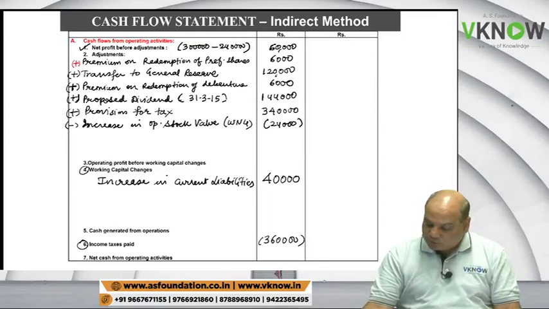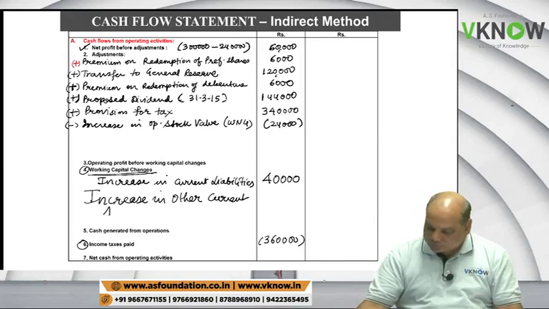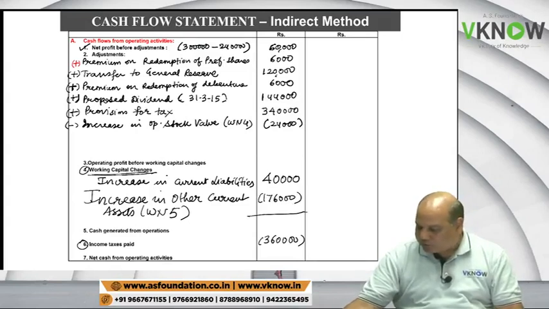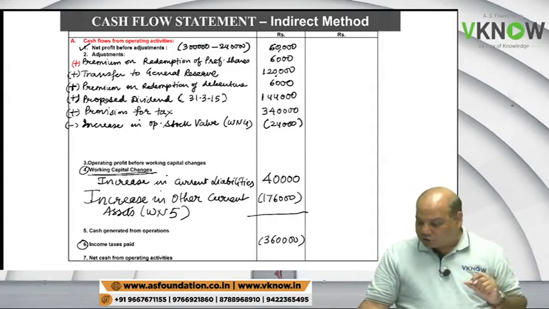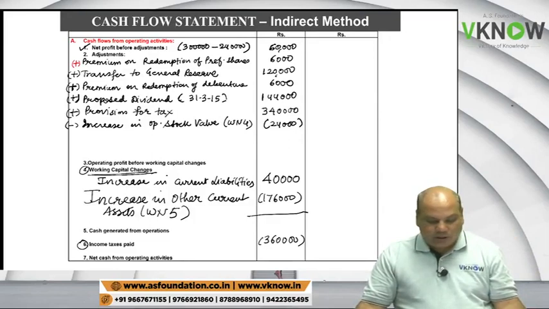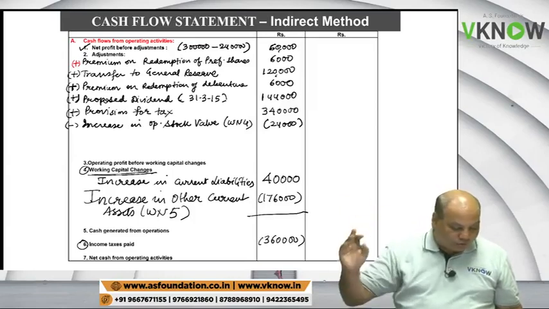And next you come to point number 4 below, working capital changes. Increase in other current assets, working note 5. 1,76,000 in bracket. Increase in current asset is decrease in cash flow. So in bracket 1,76,000. So we have done the adjustment of stock. Point number F, tick mark, F is over.